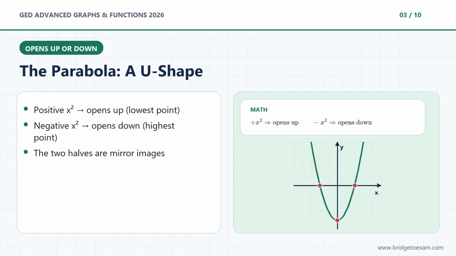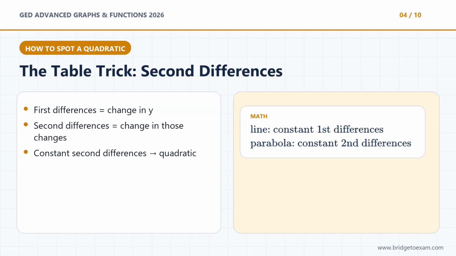A parabola is a smooth, symmetric U. If the x squared term is positive, the U opens upward and has a lowest point. If it is negative, the U opens downward and has a highest point. Either way, the curve is perfectly symmetric. The left half mirrors the right half around a center line. Let's see one. Here is a beautiful way to spot a quadratic in a table.